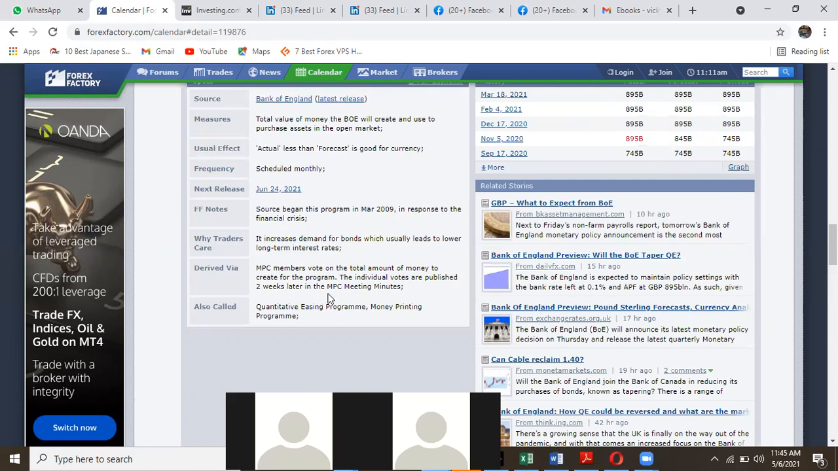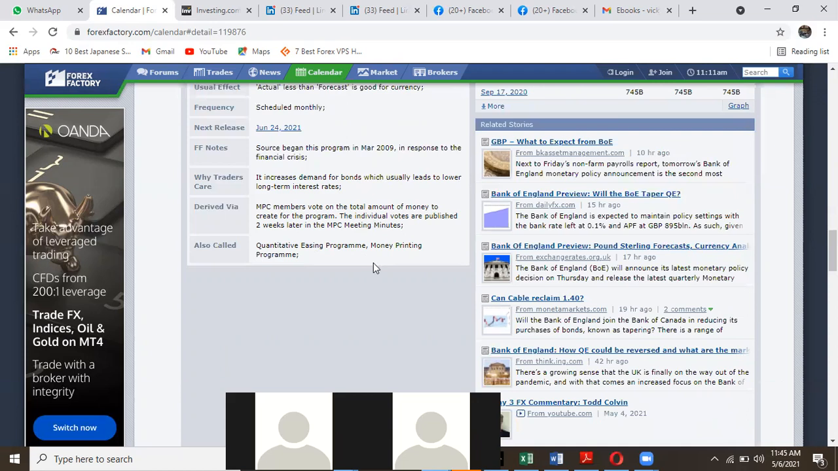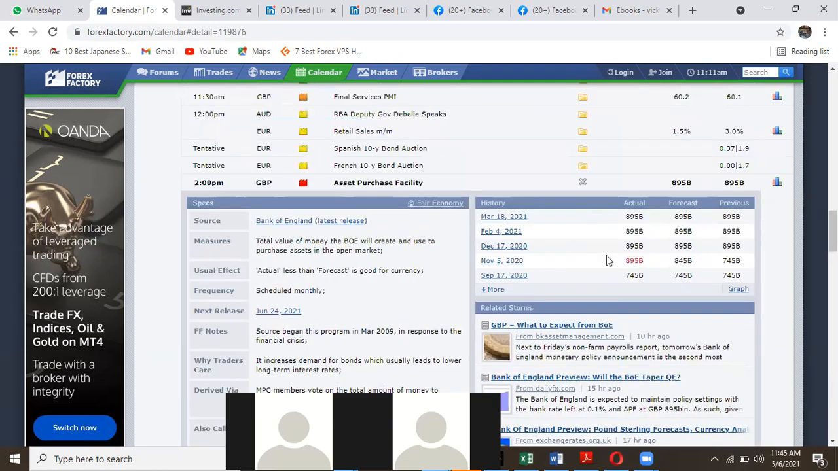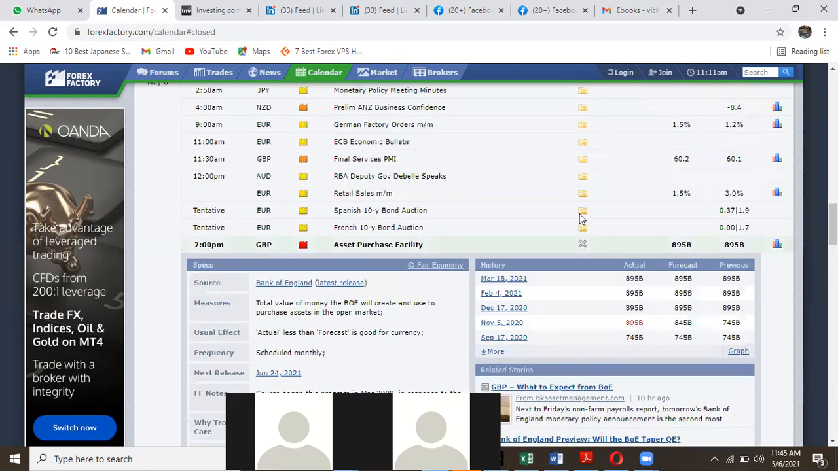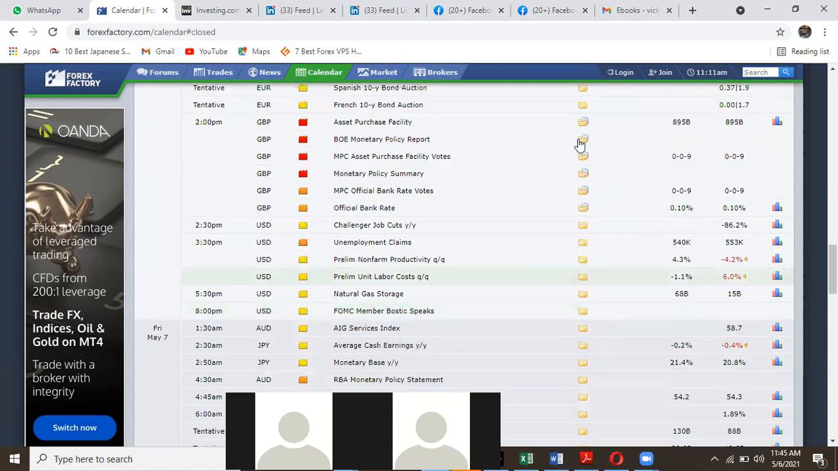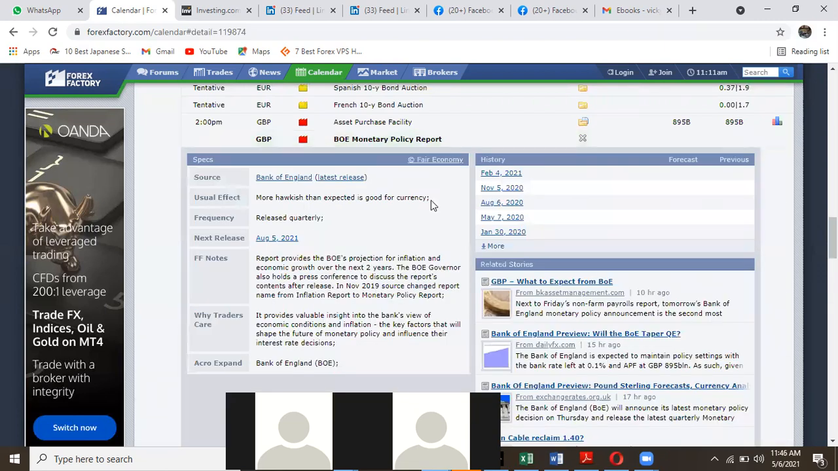2 weeks later in the MPC meeting. Another word you'll hear is quantitative easing, or basically the bonds. So let's see how it affects the market. This is the BOE monetary policy report. It's more hawkish than expected is good for the currency. It provides the BOE's projection for inflation and economic growth over the next 2 years. The BOE governor also holds a press conference to discuss the report's contents after release.